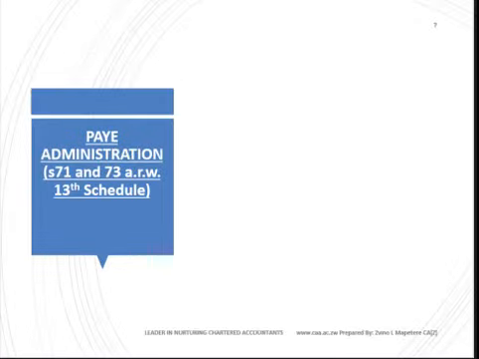Let us look at the administrative aspects as covered under section 71 and 73 and our 13th schedule. Remember, it is section 71 and 73 that determine what is employees tax, of which we are referred by these sections to the 13th schedule to understand how to come up with employees tax.